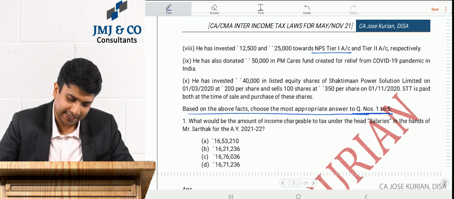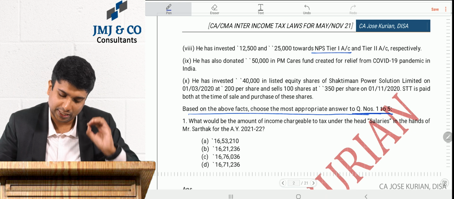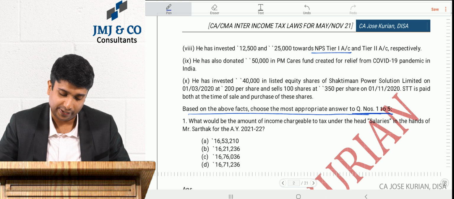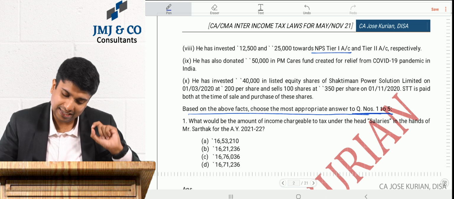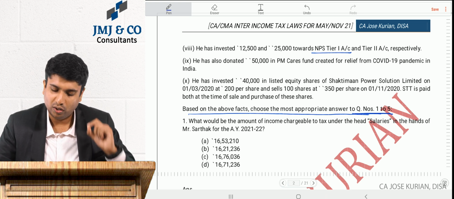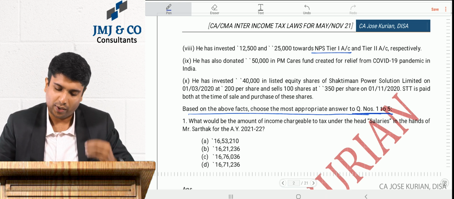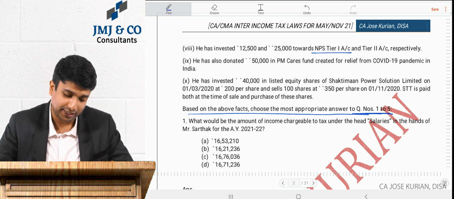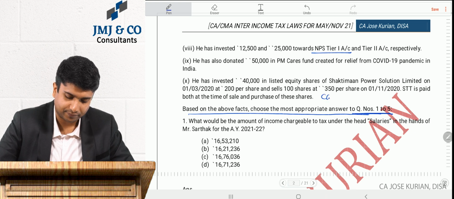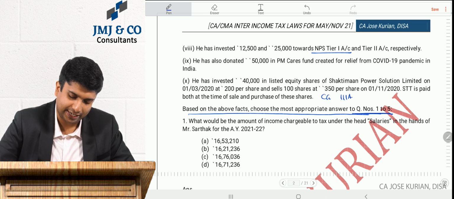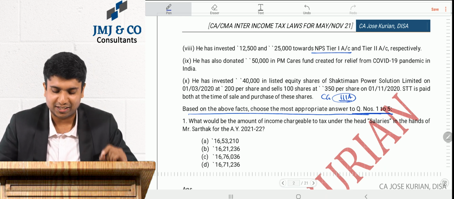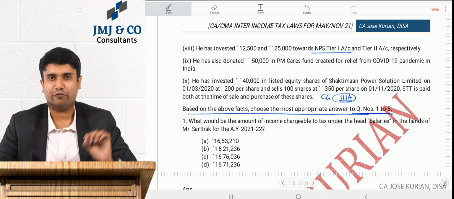Then point number 10, he says he has invested 40,000 in a listed equity share of Shaktiman Power Solutions Limited on 1/3/2020 at 200 per share and sells 100 shares at 350 per share on 1/11/2020. So STT, that means security transaction tax, is paid both at the time of sale and at the time of purchase. So it is in relation to capital gain, especially section 111A short-term capital gain impact is there. So based on the above facts, choose the most appropriate answer to question number 1 to 5.